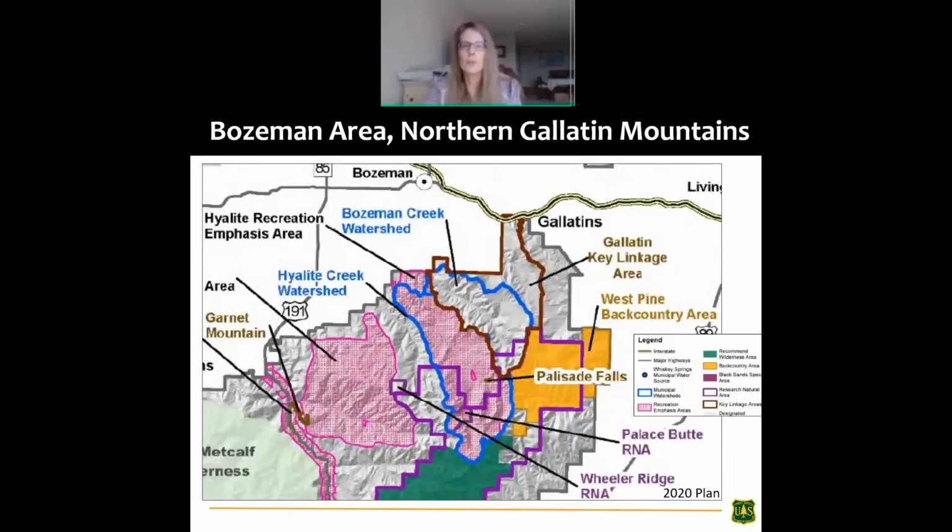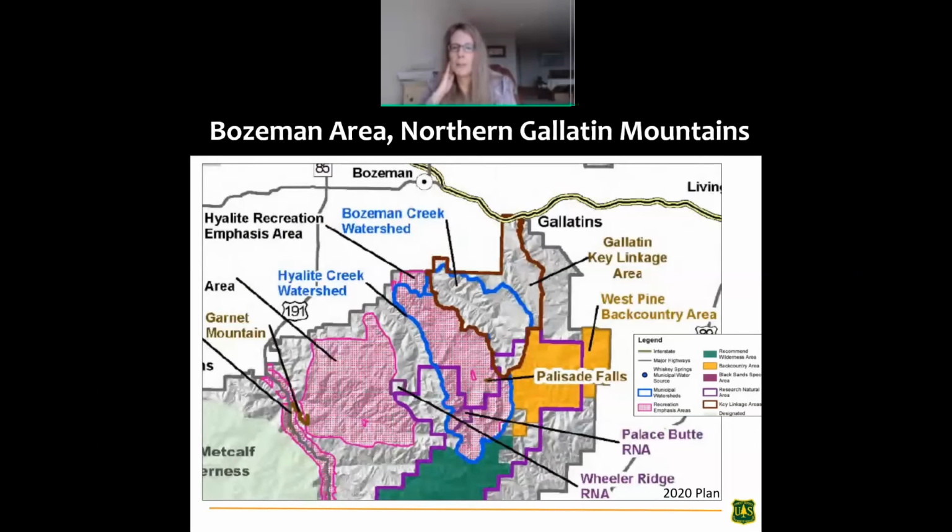Okay, now let's look at the northern end of the Gallatin Mountains. And again, here we have Bozeman right at the top of the map. Okay, pink are recreation emphasis areas. There's one along the Gallatin River, around Storm Castle, and the Hyalite recreation emphasis area. The heavy blue outline is the Bozeman Creek watershed and Hyalite Creek watershed. Again, these are very important watersheds for Bozeman's city water supply.